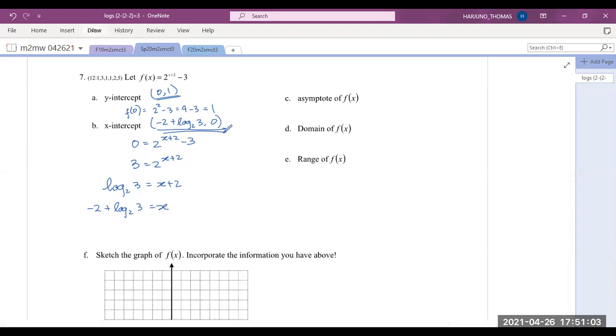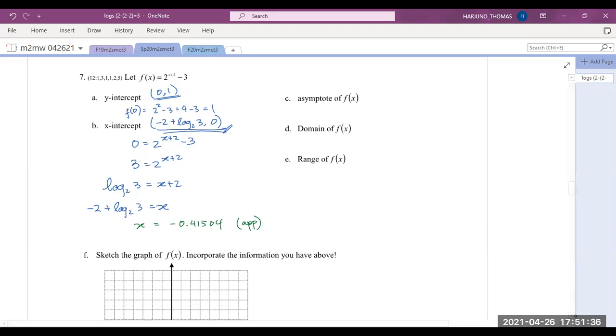Now you can approximate that using a calculator. Oops, let me use green color. Log 3 divided by log 2 because of change of base, and then minus 2. I get x is equal to negative 0.41504. Now that's the approximate. Notice that the formal solution for your x-intercept is in exact form.